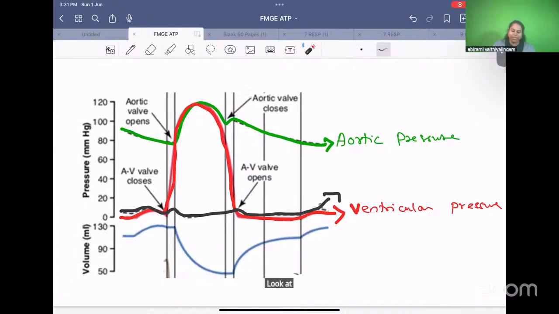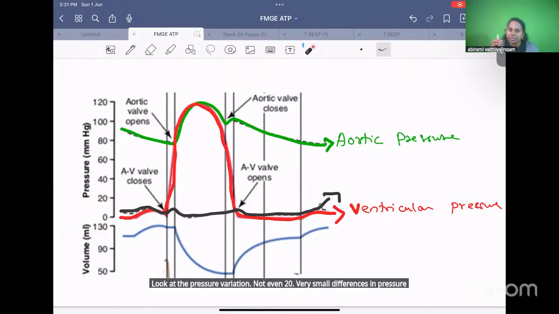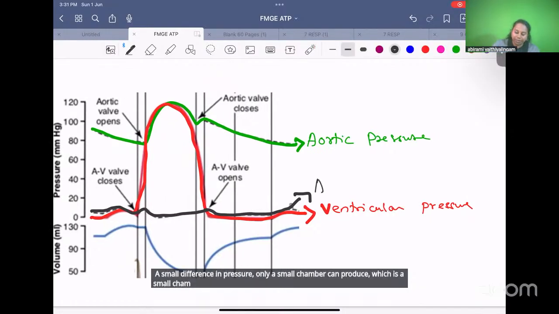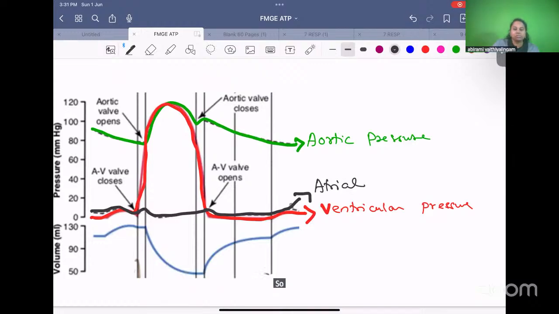Look at the pressure variation, not even 20. Very small differences in pressure. A small difference in pressure, only a small chamber can produce. Which is a small chamber? Atrium. So the small curve belongs to the small chamber, the atrial pressure curve. That's how we identify the pressure curves.